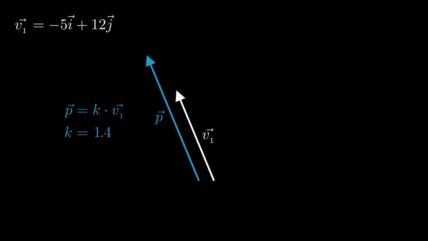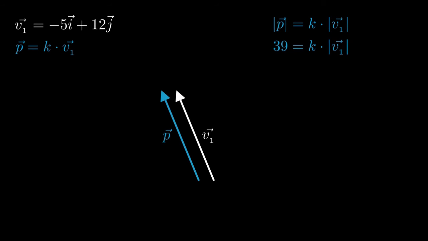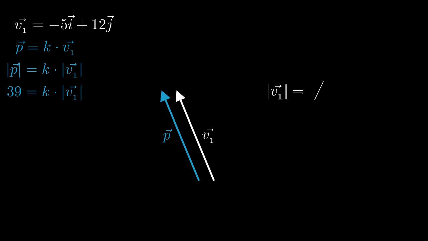All right, so what we need to do here is find k. If we find k, then we just multiply it by V. So we look at what we're given. We have the magnitude of P, 39. And if we can find the magnitude of V1, then we can find k. Let's see how to do that. The magnitude of V1, if you think about the triangle that we had, those two legs, we use Pythagoras here to find the hypotenuse.